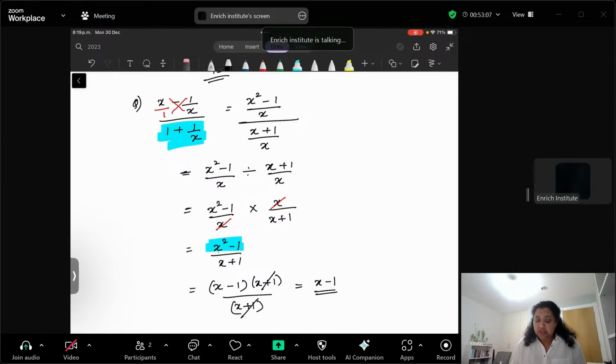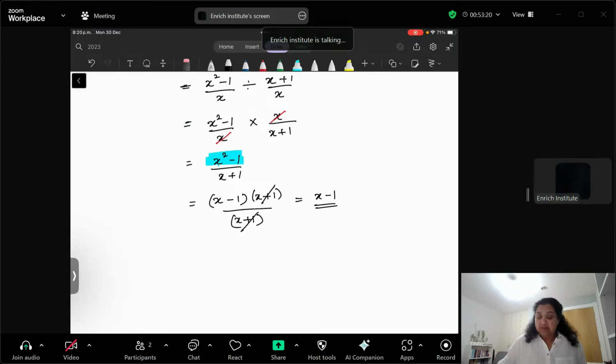Okay. If you want to try out some questions like this, you have them in Text and Tests or any textbook which you have. Please look into the algebraic fraction section. You will find such questions, and it is pretty easy to master.